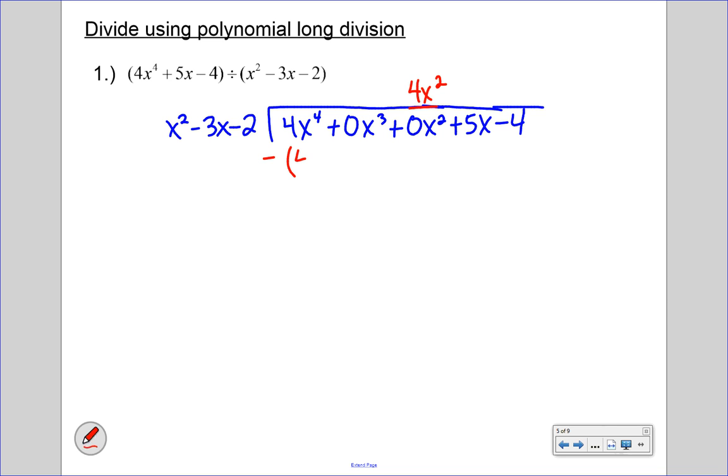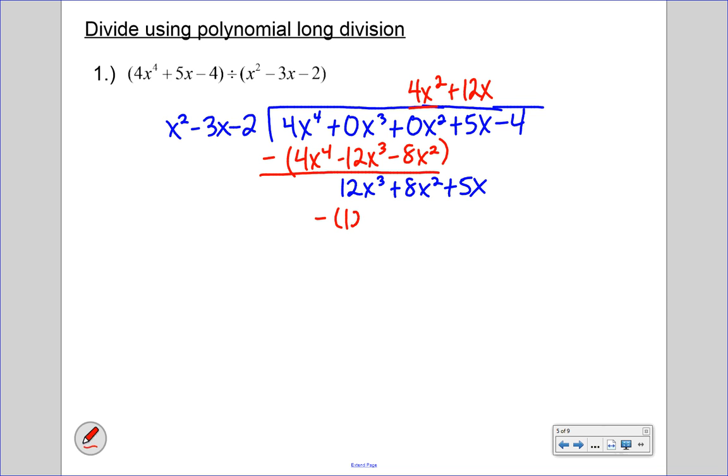So we multiply that out, we get 4x to the fourth minus 12x cubed minus 8x squared. And that gives us 12x cubed plus 8x squared, and we bring down the 5x. What do we multiply x squared by to get 12x cubed? That's going to be 12x.